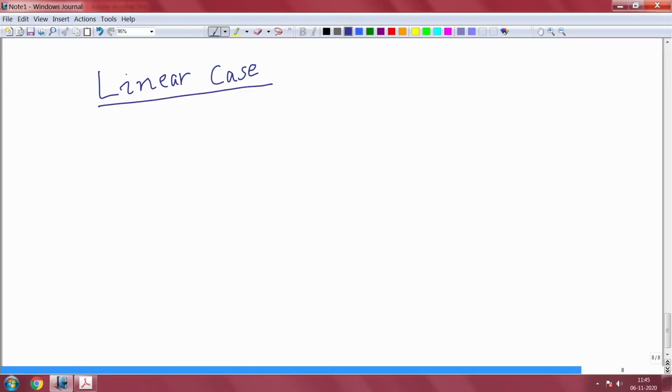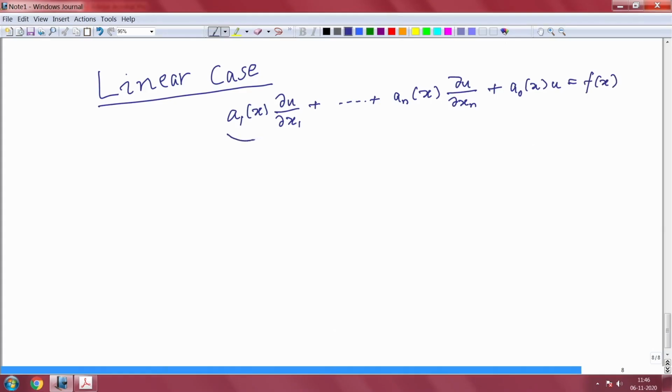So, linear. So, f of that is very special here. So, let me just simply consider this a1 x du by dx1 ... a n x du by dxn. You can take the lower order terms also, let me write that, and even some inhomogeneous term.